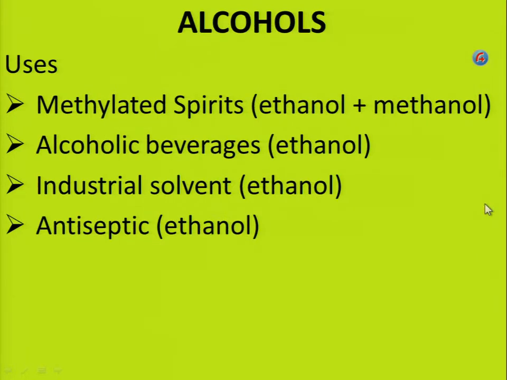Uses of alcohols. Methylated spirits, which is ethanol and methanol. Alcoholic beverages, which contain ethanol. Industrial solvent, ethanol is mostly used. And then ethanol is also an antiseptic. It's very important to note that all alcohols are poisonous. Methanol can be absorbed through the skin and is very, very dangerous and therefore not used that often.